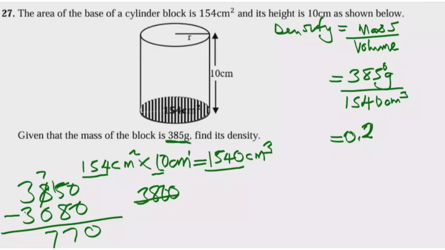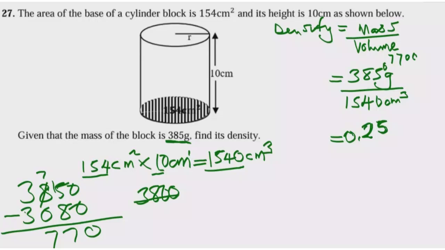We remain with 770. Then we say, how many times can 1540 go into 770? It can't, we put 0 there. 7700 divided by 1540 will give us 5 as an answer without a remainder. So now when we divide 385 by 1540 it will give us 0.25.